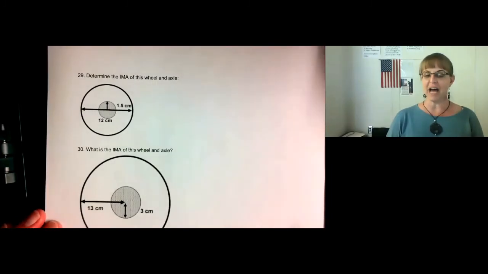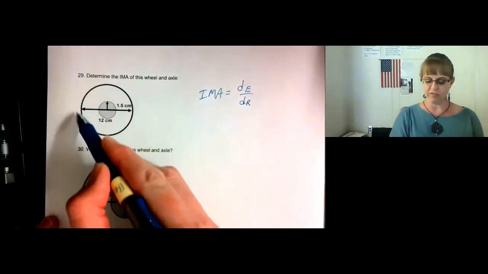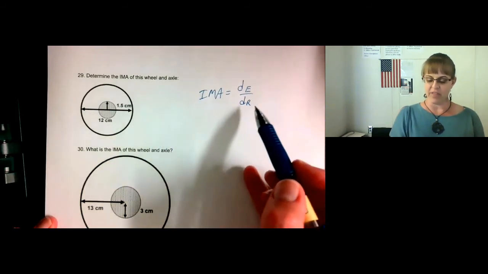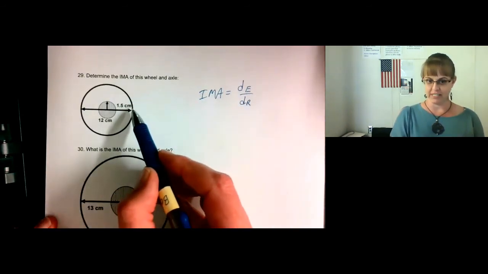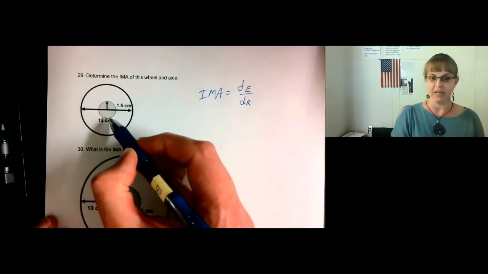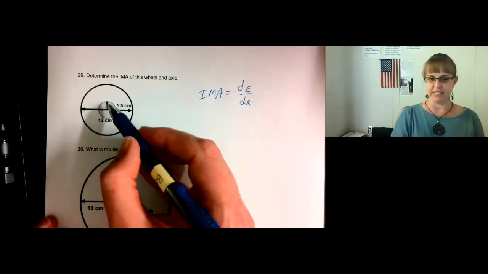Finally, determine the ideal mechanical advantage of a wheel and axle. When you turn a wheel, you turn the wheel from the outside. So that is your effort distance. The inside, the axle, is the resistance. That is your resistance distance.